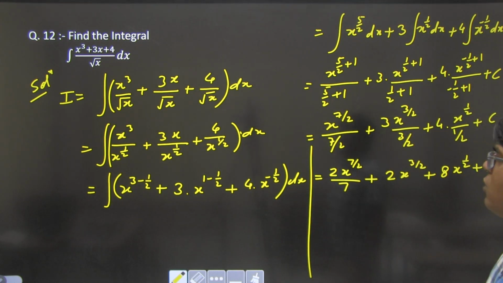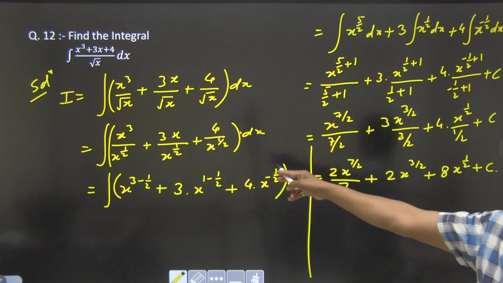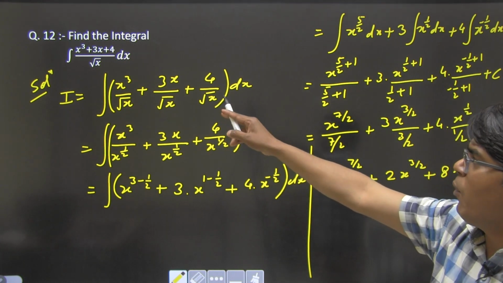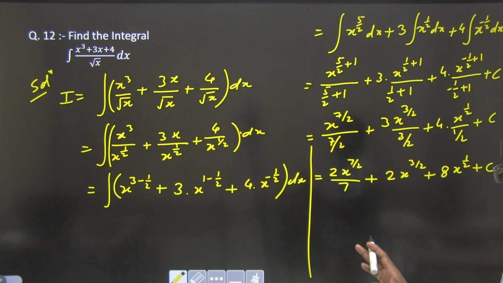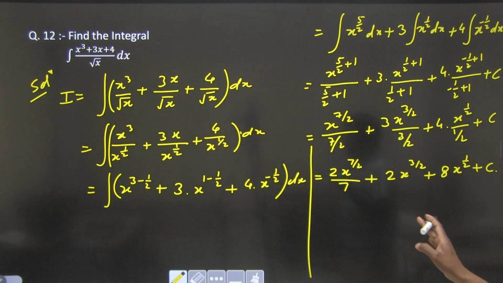So, this is the solution of exercise 7.1 of NCERT question number 12. Hopefully, you understand the solution.